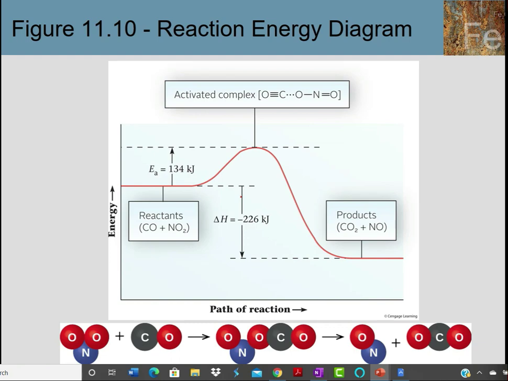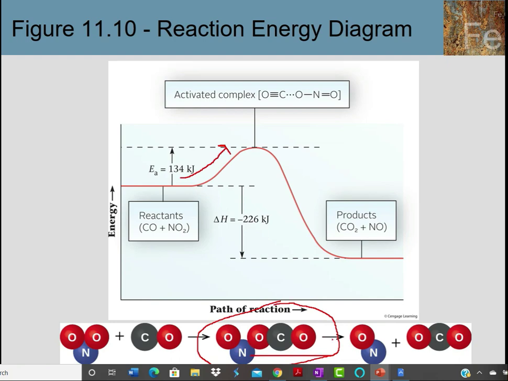So this reaction is going to be exothermic. However, in order for it to be exothermic, you have to put in enough energy to make it become this very, very highly unstable activated complex that we have here at the bottom, this thing that has everything all together. That is your activated complex.